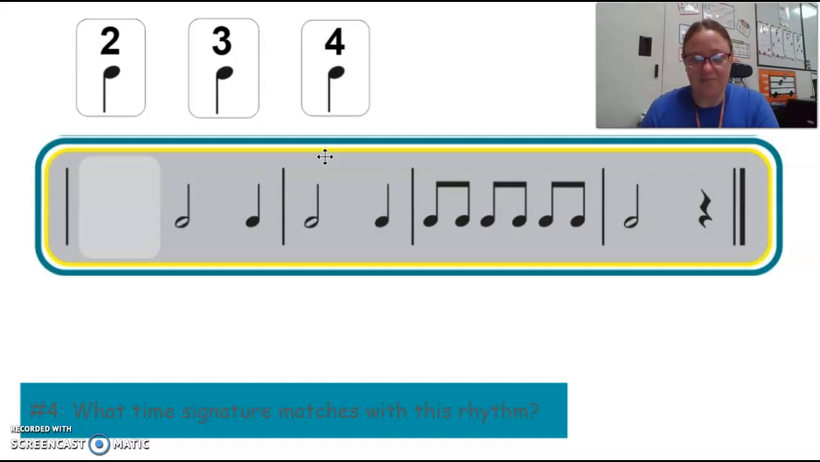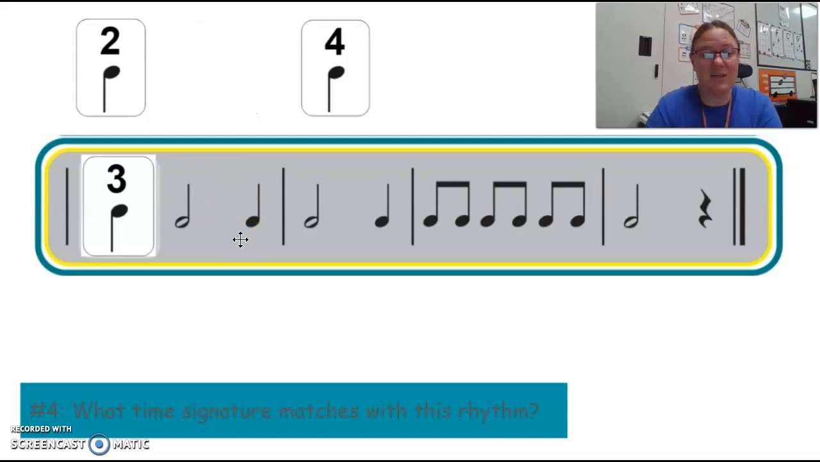Okay, this one's tricky. You're gonna have to really remember how many beats everything gets. Go ahead and take a look. Which time signature matches? Okay, if I look at my first measure, I know that this half note is 2 beats and this quarter note is 1. So together that equals 3. Your time signature is 3/4. You're getting really good at this.